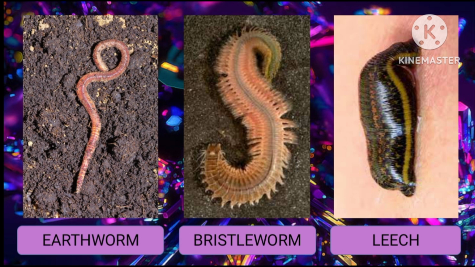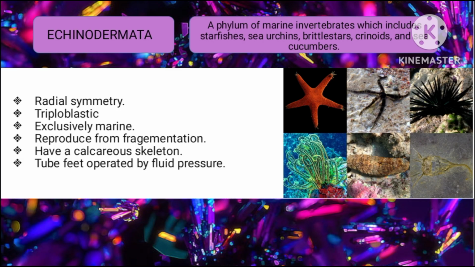Examples of Annelida are earthworm, bristleworm, and leech. Next, I will explain about Echinodermata. It's a phylum of marine invertebrates which includes starfish, sea urchin, brittle stars, crinoid, and sea cucumber. Some characteristics are radial symmetry, which is symmetry in which the sides exhibit correspondence or regularity of parts around a central axis.